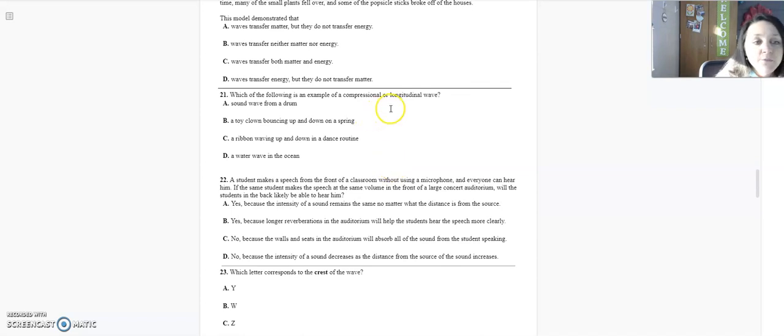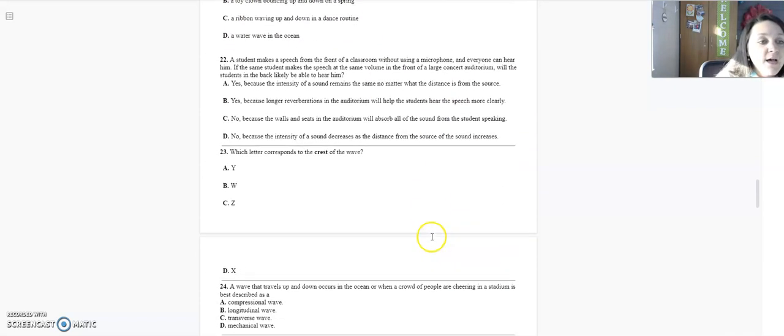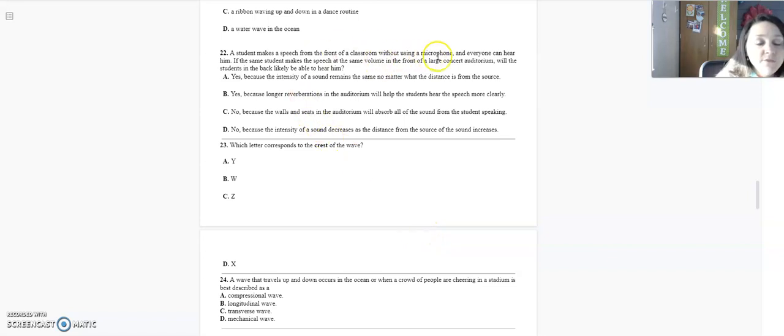So which is an example of compressional or longitudinal? It'd be something with a sound wave from a drum. A student makes a speech from the front using the microphone and everyone can hear him. If he made the same speech at the same volume in front of a concert auditorium, would the students in the back likely be able to hear him?